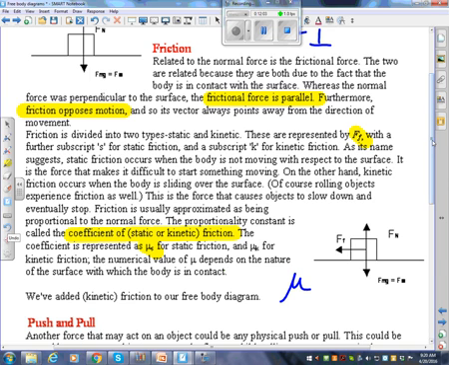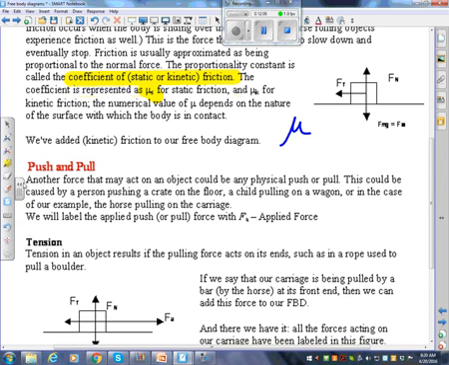Okay, pushes and pulls and other things. Another force which may act on an object could be a physical push or pull. This could be caused by a person pushing a crate on the floor, a child pulling on a wagon, or in the case of our example, a horse pulling on the carriage. We're going to label the applied push or pull with FA. This is what I call it, applied force, FA. Could there be more than one applied force? Sure. What would you label them if there's more than one? FA1, says Renee, FA2, and so on. Sometimes I'll just go F1, F2. Whatever. The labeling really doesn't matter a whole lot. You can come up with your own kind of system.